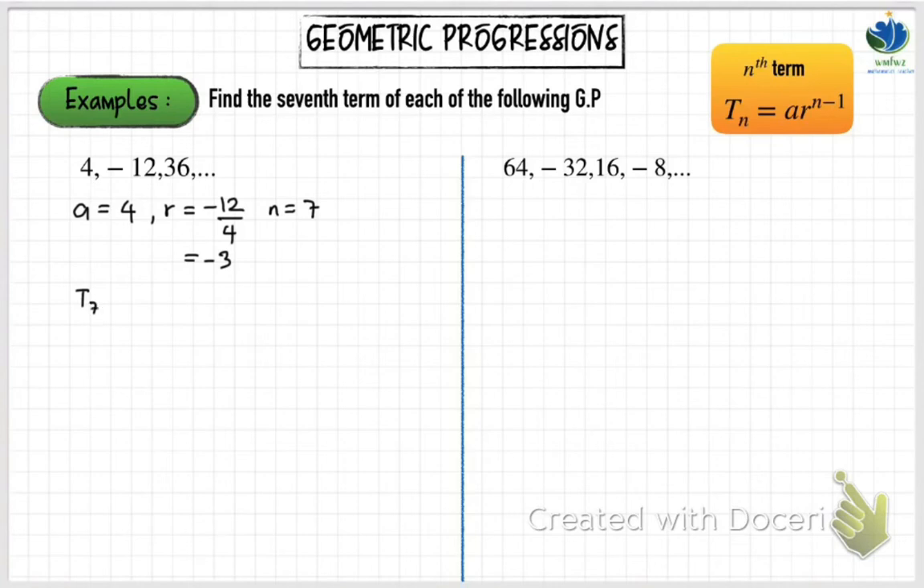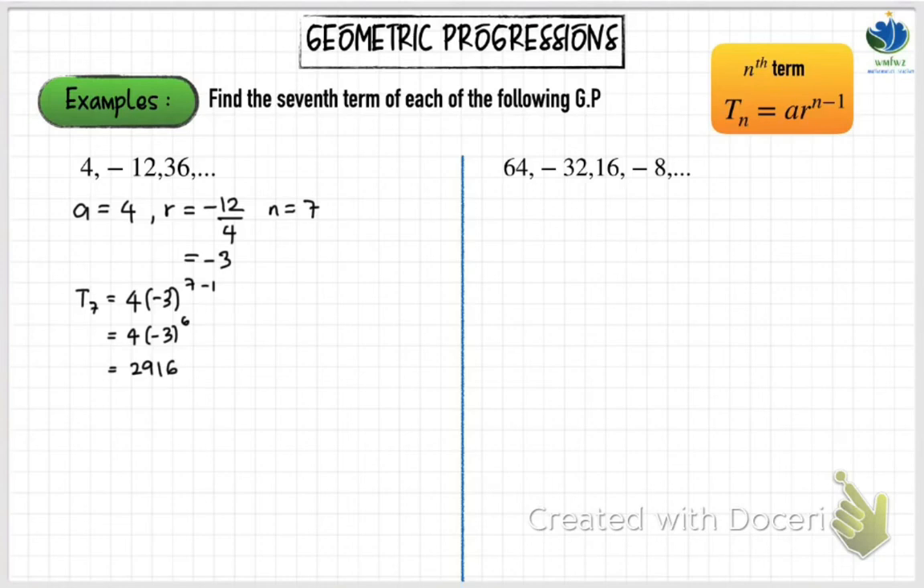Okay, now to find T7 equal to 4, in bracket, okay? Because this is negative, so put it in bracket. So negative 3 to the power of N minus 1, 7 minus 1. Okay, now find the answer. Use your calculator. Remember when the value is negative, put in bracket, and also key in your calculator, put bracket. So positive 2916. Okay, understand?